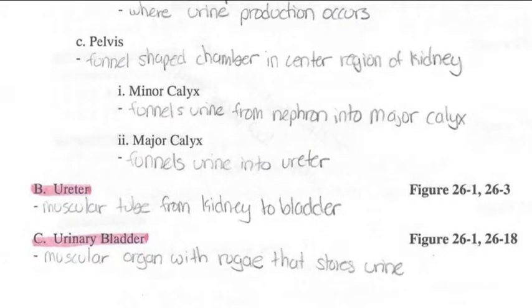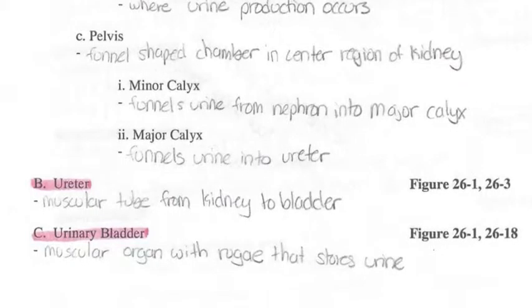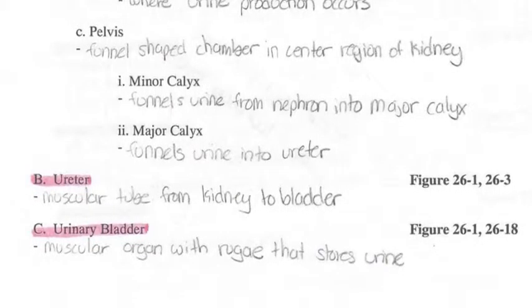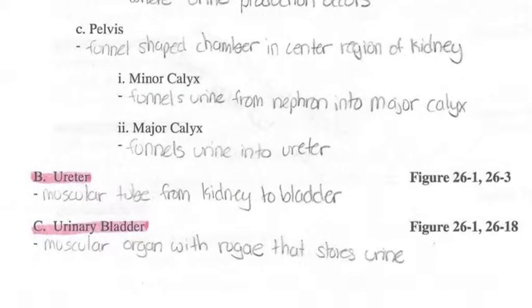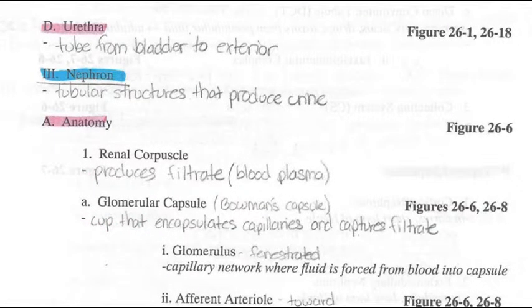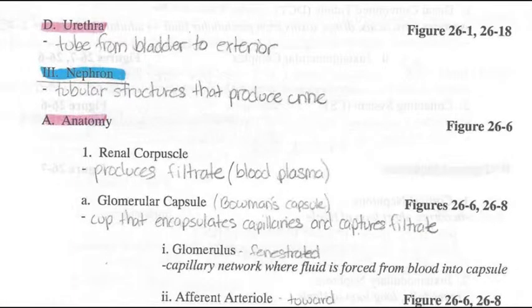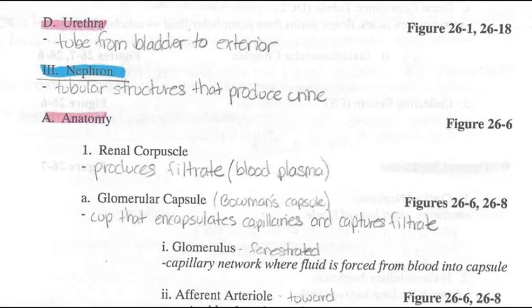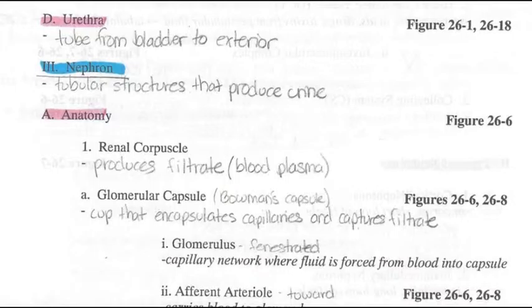B. Ureter. This is a muscular tube from the kidney to the bladder. C. Urinary bladder. This is a muscular organ with rugae that stores urine. Page 2. D. Urethra. This is a tube from the bladder to the exterior. Nephrons. These are tubular structures that produce urine.